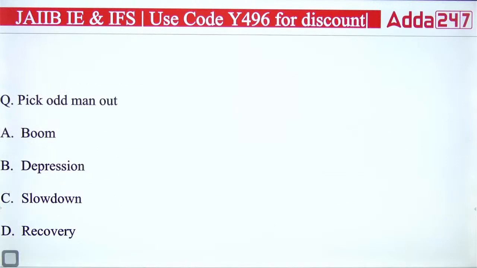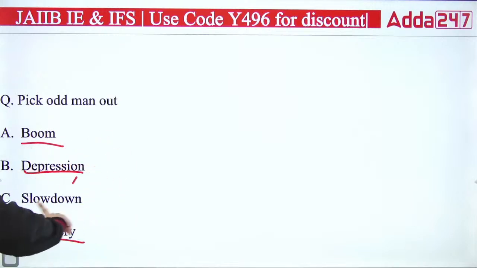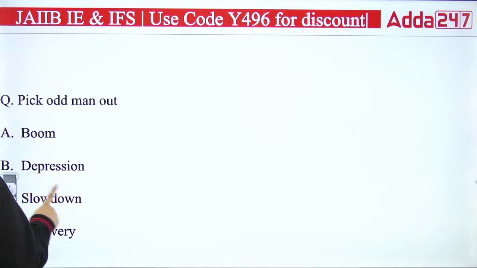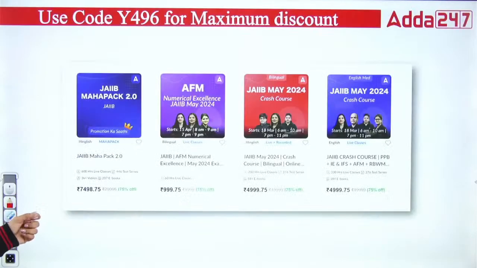Now pick the odd man out. Out of these 4, which term is the odd one out, not matching the other 3? Boom, depression, recovery, they all are the phases of your business cycle. Slowdown is not a phase. So the right answer will be slowdown. It's the odd one out. The right answer is C.